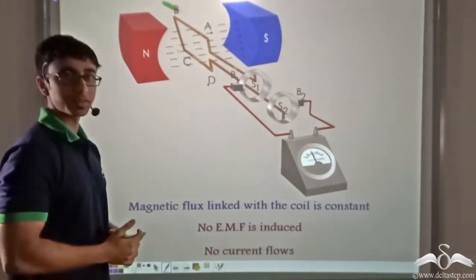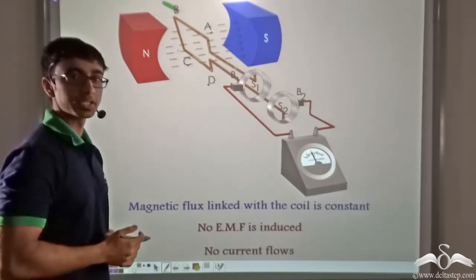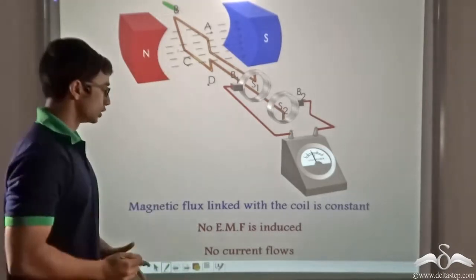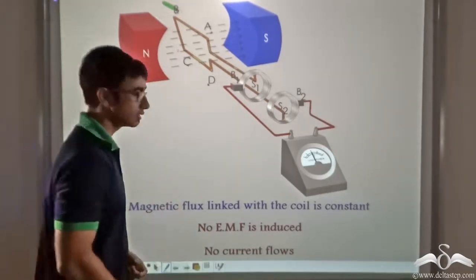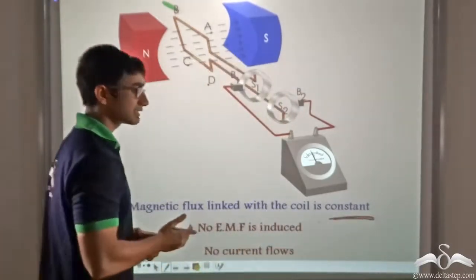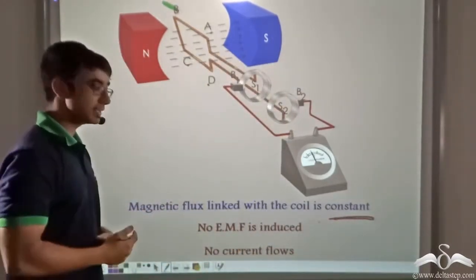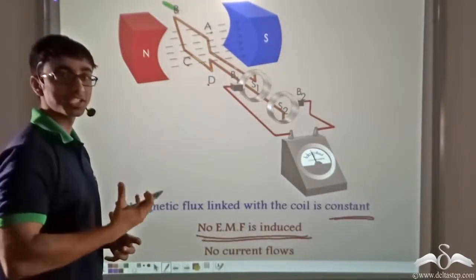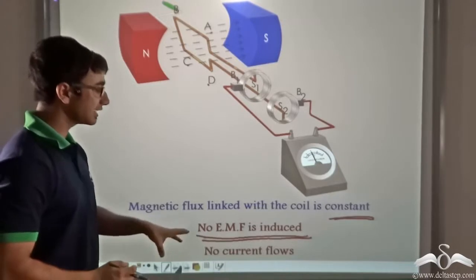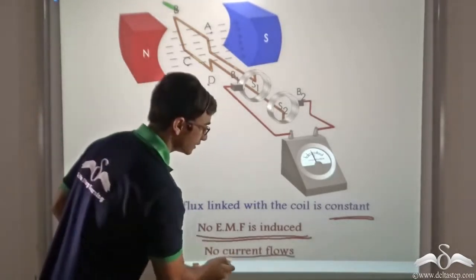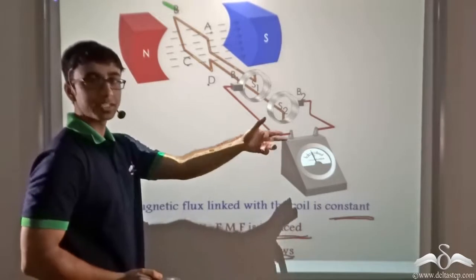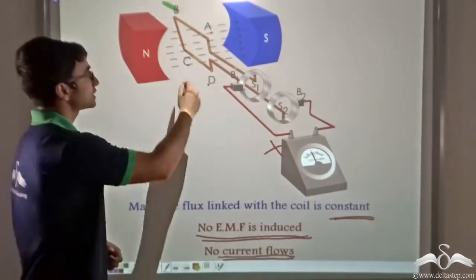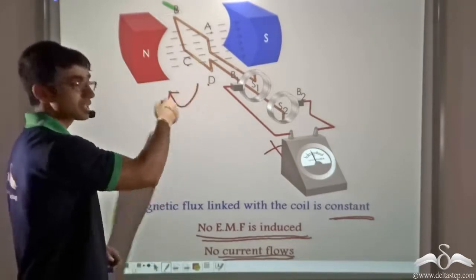Now again in this case you find that it has reached the original point where all 6 magnetic field lines are passing through the coil. So magnetic flux linked with the coil is constant. That is, it becomes same as what it was initially. So no EMF is induced because there is no rate of change of magnetic flux. And since there is no EMF, no current flows, as you can see from the galvanometer needle, which is not deflected. Now this coil is further rotated in the clockwise direction.